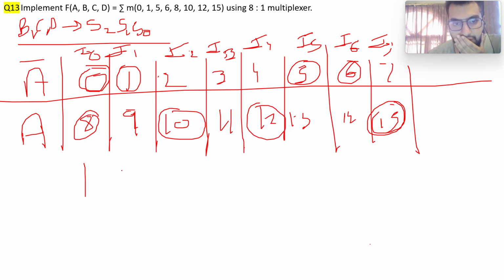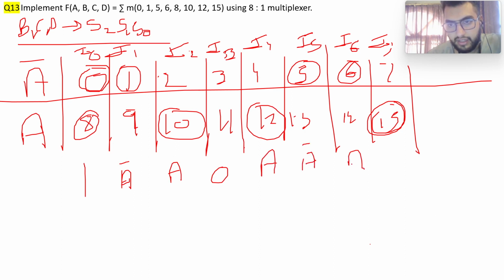I1 only first term is encircled, so it will be A bar. Then second term in third column, A. Here none of them, 0. Then A, then A bar, then A and A bar, sorry, A bar, and finally A.